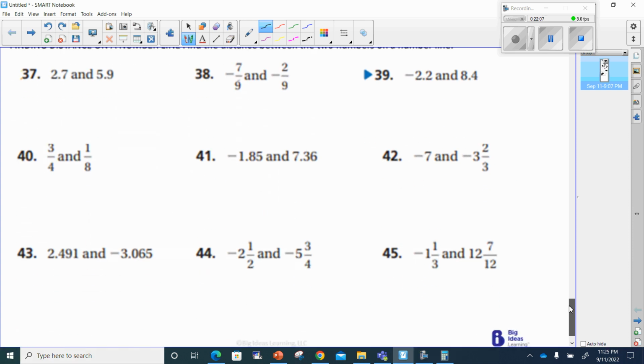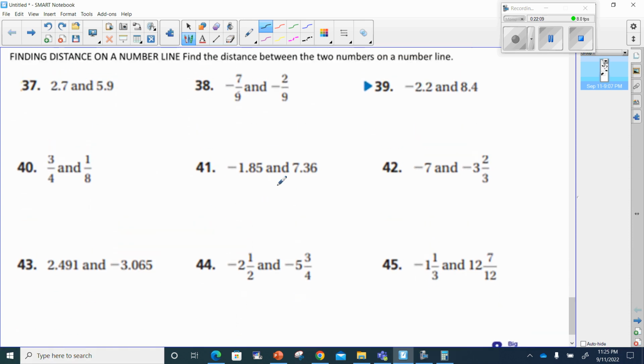All right, looks like I'm on the last batch here. I'm going to go to number 37. It says, find distance on a number line. Find the distance between the two numbers on a number line. Well, the distance between 2.7 and 5.9. So think about the number line here, right? If this was 2.7, and this is 5.9, not adding these together, I'm just trying to find how much is from here to here.